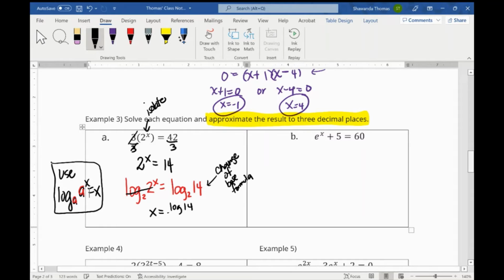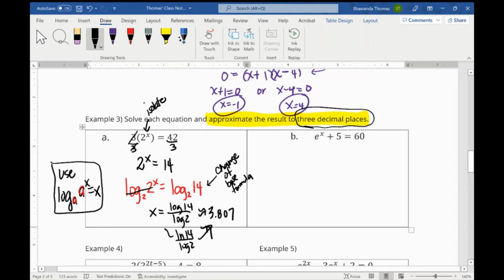to rewrite as log of 14 divided by log of 2. Put that in your calculator to determine the answer to 3 decimal places. When I say 3 decimal places, I want 3 numbers behind the decimal. And always remember to round when you do that. So you should get approximately 3.807. Now, let me just point out, it doesn't matter if you use the log button on your calculator or the natural log button on your calculator. You should get the same answer.